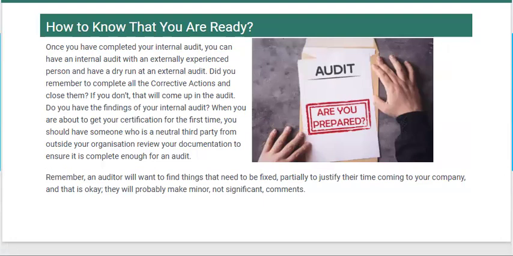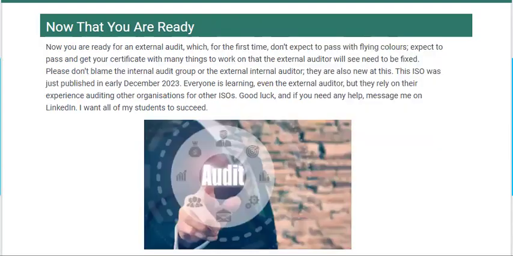When you are about to get your certification for the first time, you should have someone who is a neutral third party from outside your organization review your documentation to ensure it is complete enough for an audit. Remember, an auditor will want to find things that need to be fixed, partially to justify their time coming to your company, and that is okay. They will probably make minor, not significant, comments. Now that you are ready.